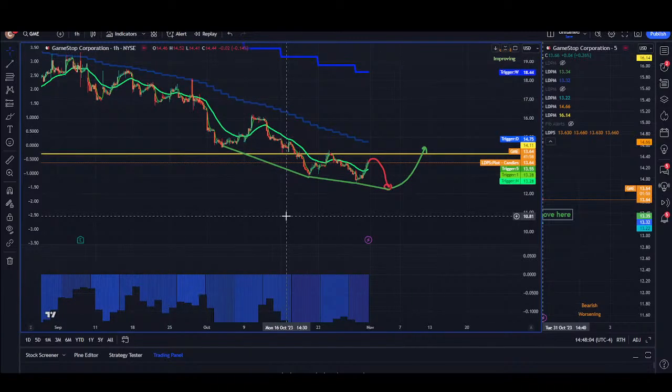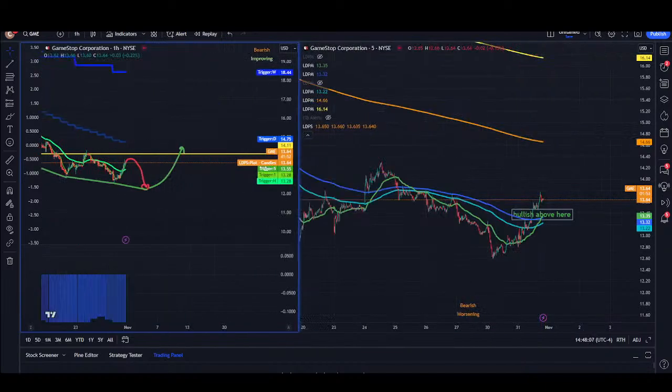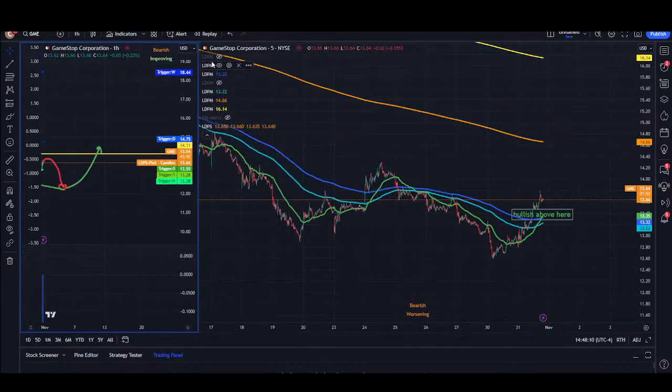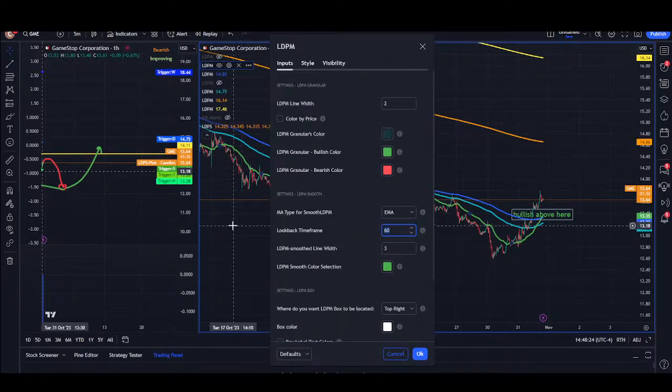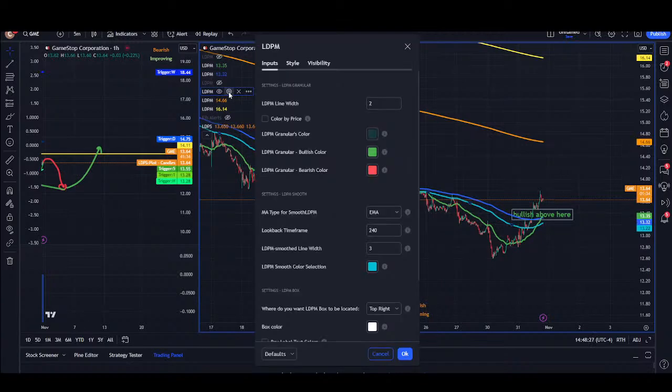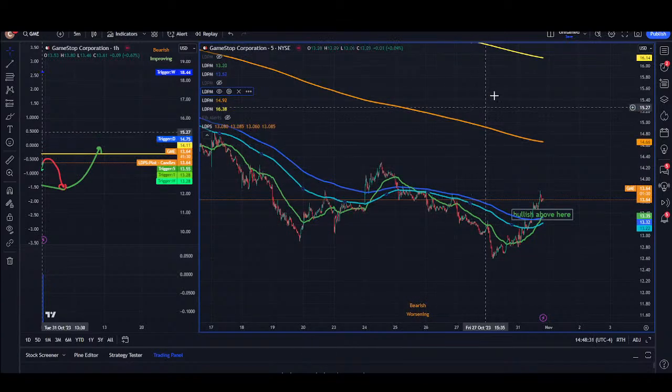And how do we get those LDPM lines? Is it a different indicator from LDPM? No, it's the same indicator. You just have to mess around with the settings. So this is the 5-minute chart, and whichever LDPM you want, just make the look back that time frame. So for example, green is hourly, so the input is just 60. The 4-hour is just 60 times 4, which is 240. So that's how you get these LDPM lines.